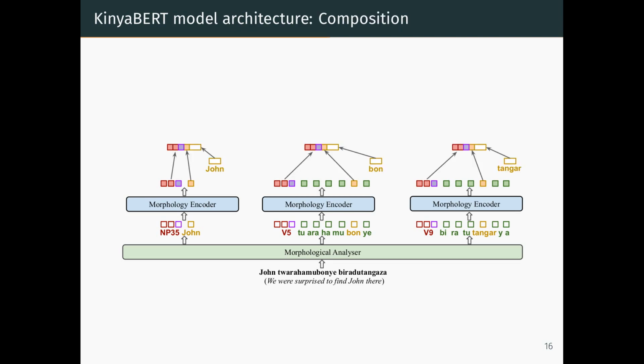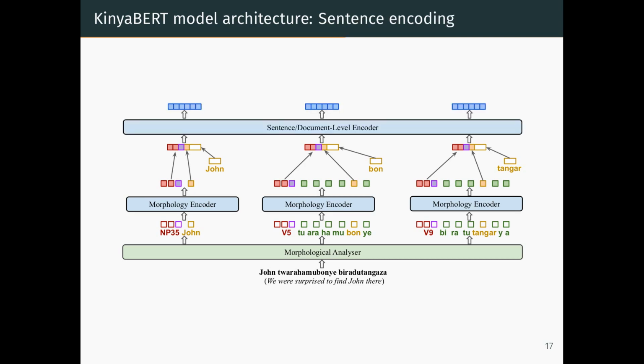Now we perform composition, where the morphological embeddings corresponding to part of speech and stem are concatenated together. We further concatenate them with another stem embedding at the sentence level. Then we form an input to the main sentence or document encoder. The final outputs are contextualized embeddings that can be used for downstream NLP tasks.